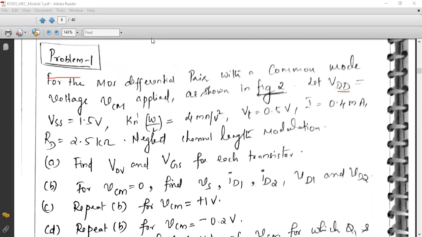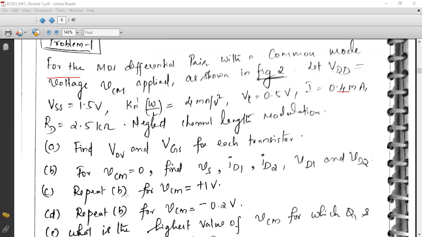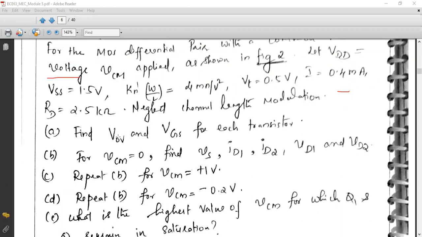So it has been given a MOS differential pair, and all the parameters are given, including the supply voltage VDD, VSS, Kn dash W by L, threshold voltage, the overall drain current capital I, and the drain resistance RD. With these given parameters, first we need to find the overdrive voltage, followed by the gate to source voltage of each transistor. And in part B, part C, and part D, we are going to find the source voltage, the individual drain currents, and the corresponding drain voltages for three different cases.